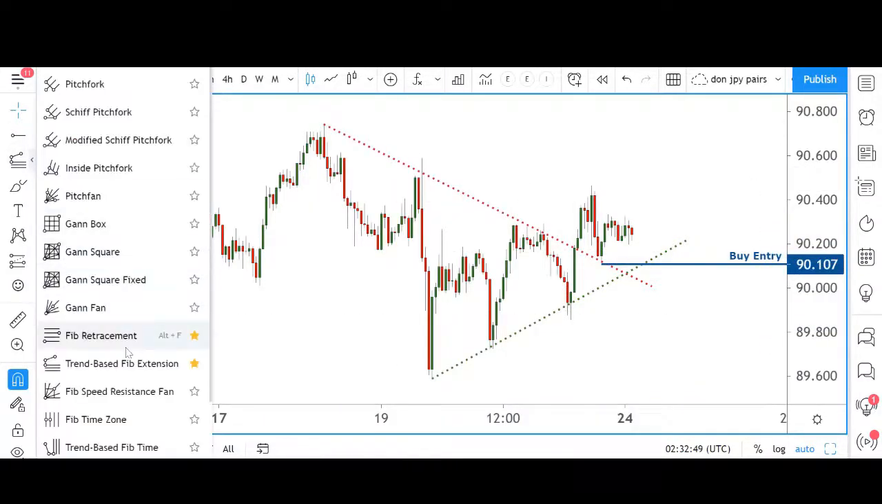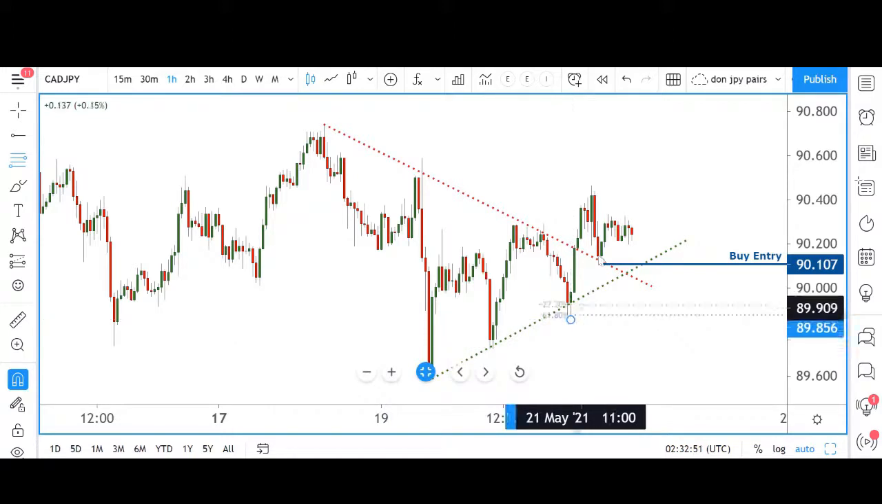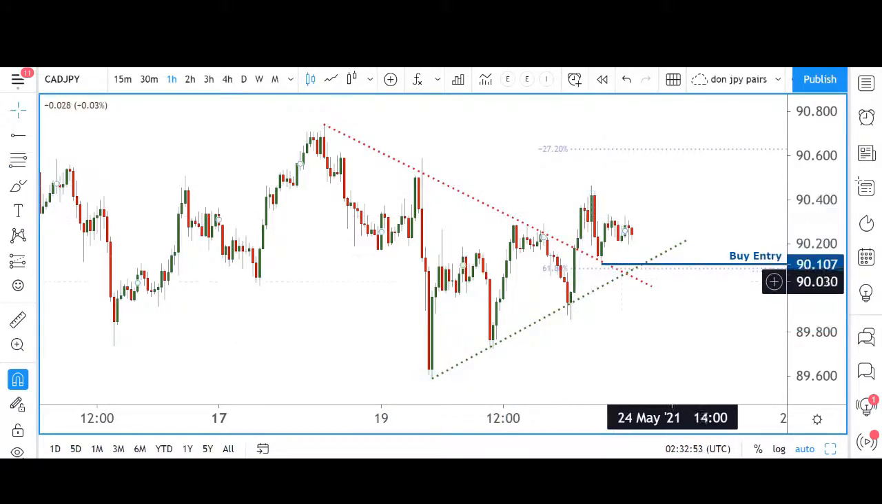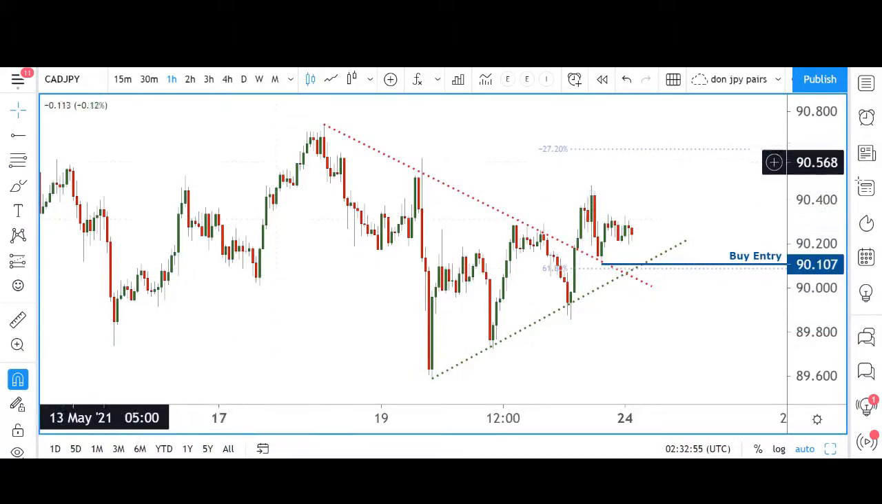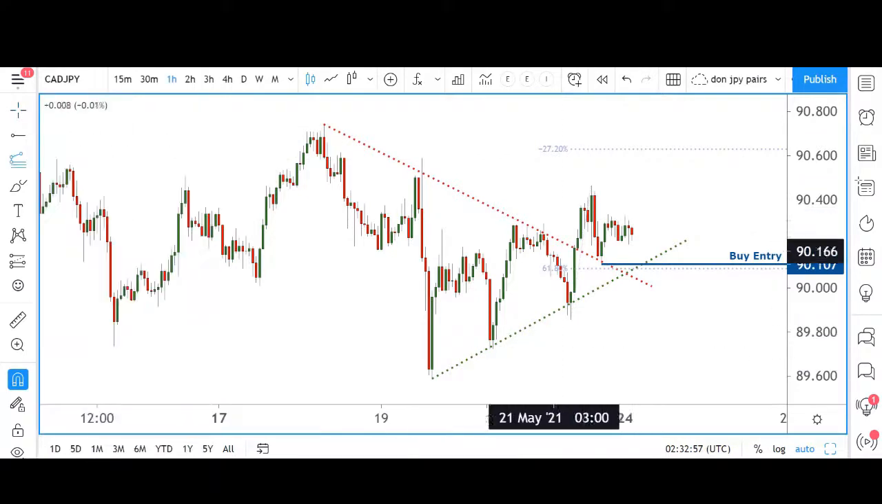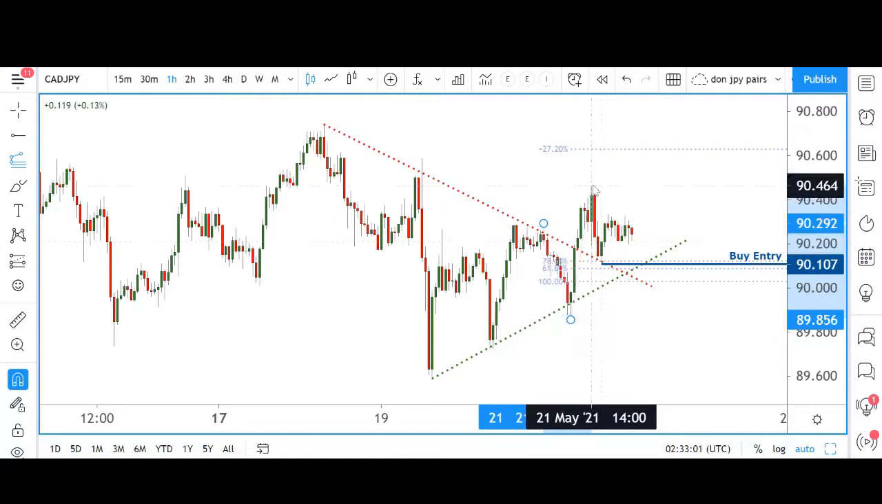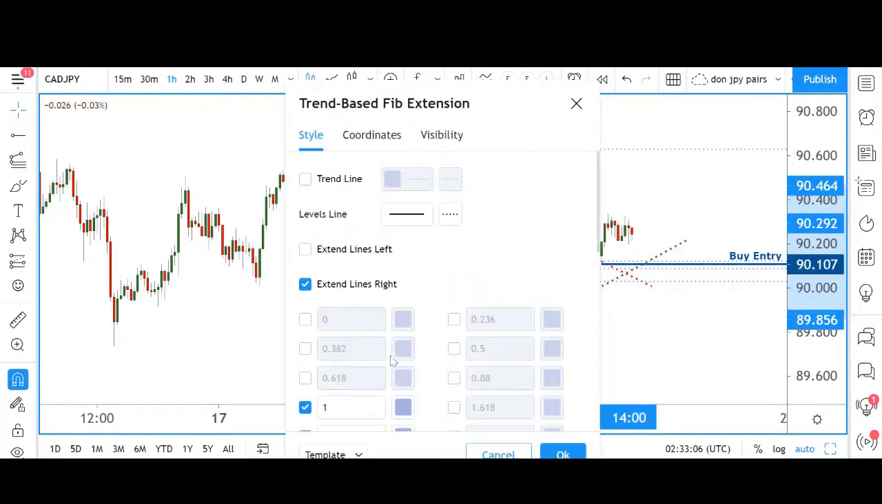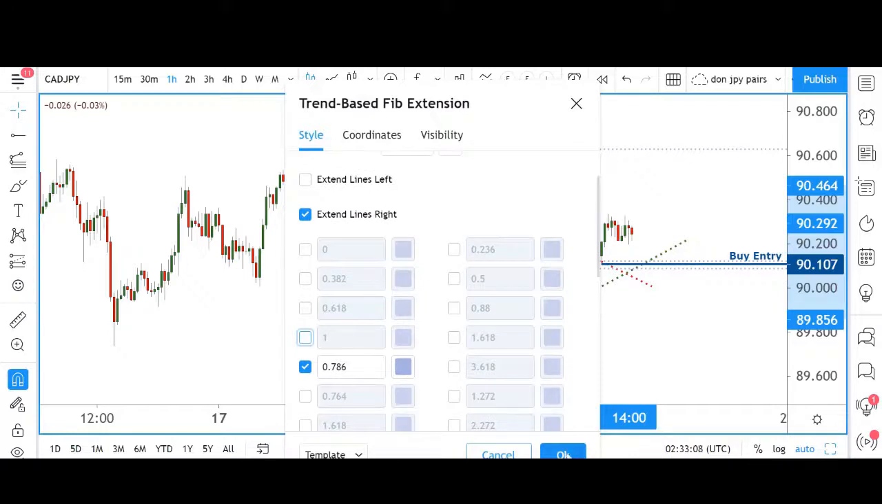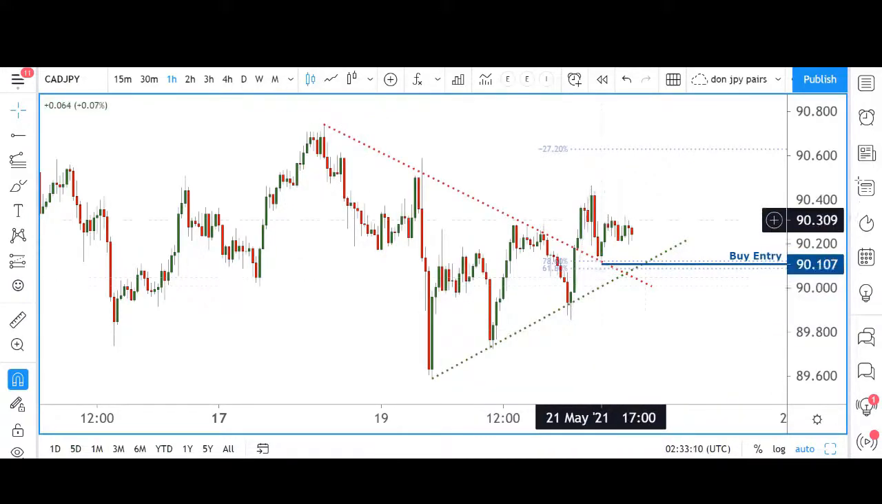In fact, if you use a Fibonacci retracement from this low all the way up to this high, you can see that it's in line with the 61.8% retracement. If you were to do an extension, which is essentially a zigzag from this high, low, high, and you project downwards, you can see the 78.6% extension. The 78.6% extension is in line with our buy entry, so that's definitely a strong area you want to look out for.